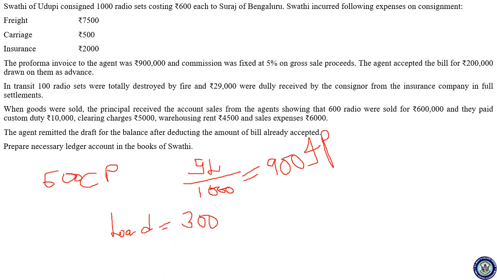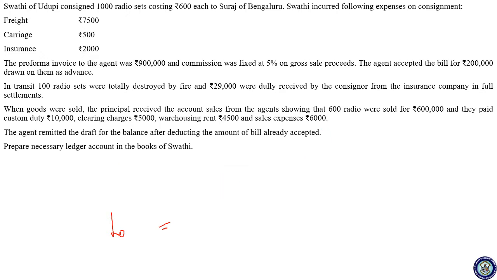Okay, so now we'll continue with the other part. So the load price calculation is done. Next, Swati incurred following expense on consignment. Now Swati is the consigner, so all the expenses incurred by Swati are non-recurring. The pro forma invoice 9 lakh, it is done. Commission was fixed at 5% on gross sale proceeds. So you have to charge commission of 5% on sale proceeds.